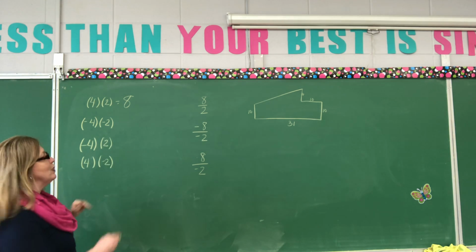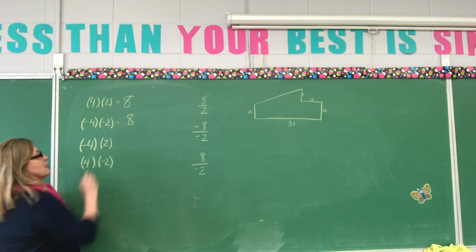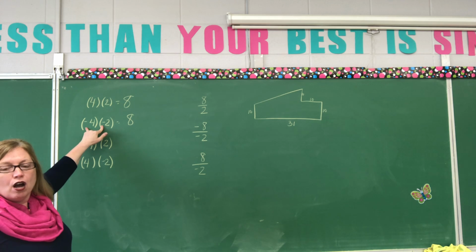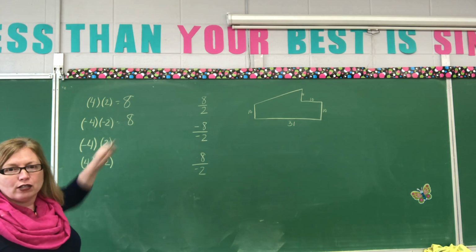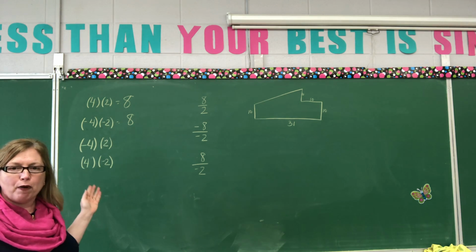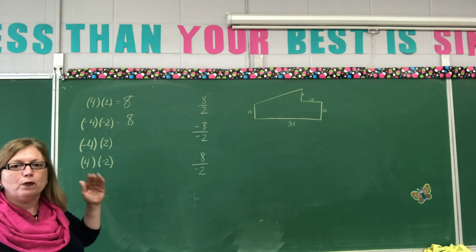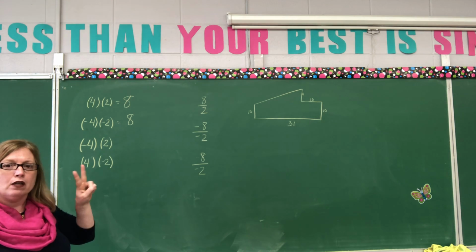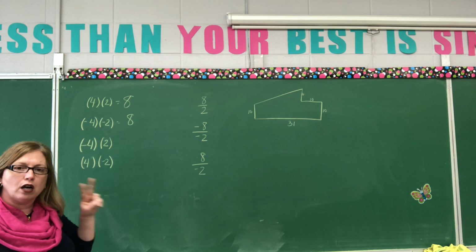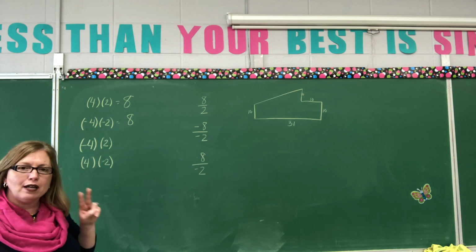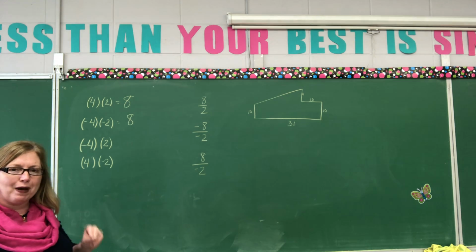Well, 4 times 2 is still 8. Since both signs are negative, my answer is just positive. So my answer, negative 4 times negative 2 is positive 8. Because both signs are negative. If both signs are the same, your answer is positive.